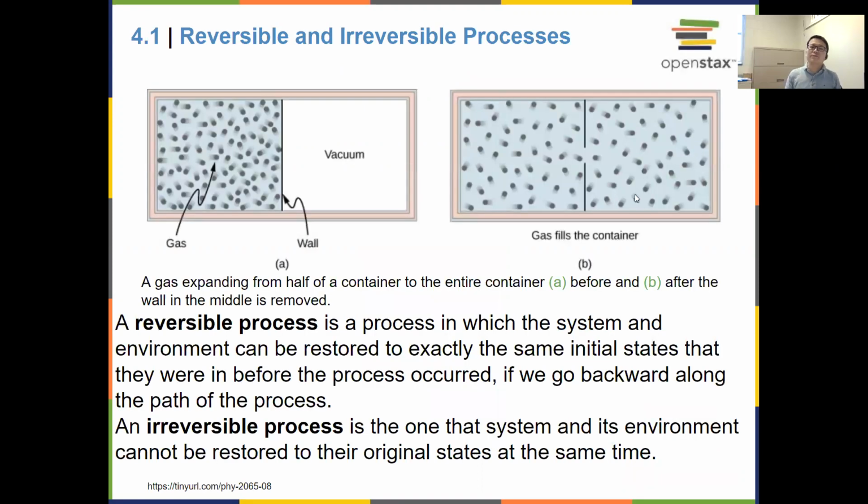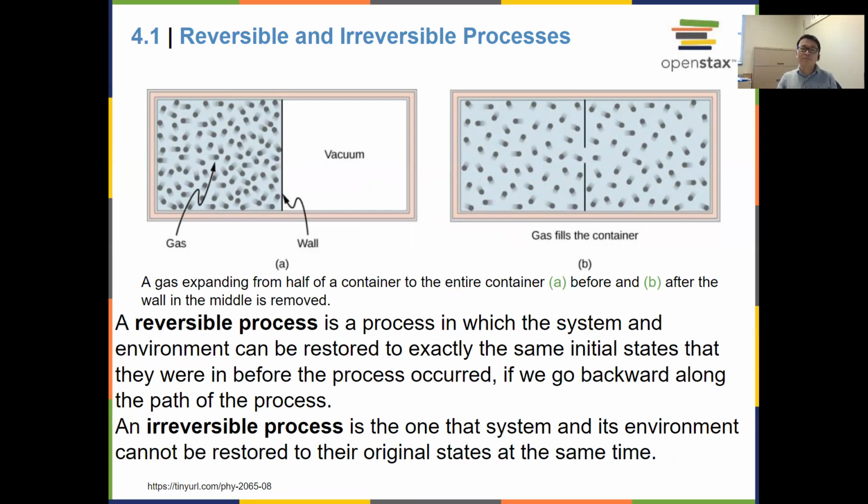All right, so first, a few terminologies again. A reversible process versus an irreversible process, okay? A reversible one is a process in which the system and environment can at the same time be restored to exactly the same initial states that they were in before the process occurred, if we go backward along the path of the process. On the other hand, in an irreversible process, the system and environment cannot be restored to their original state at the same time. So sometimes you might have the system restored to its initial state, but then the environment has changed.